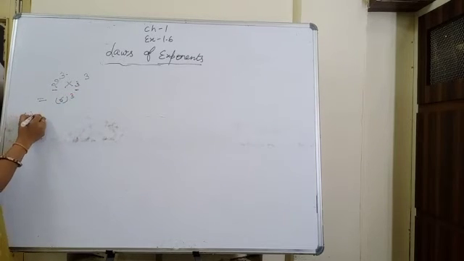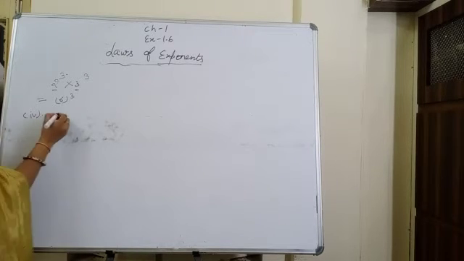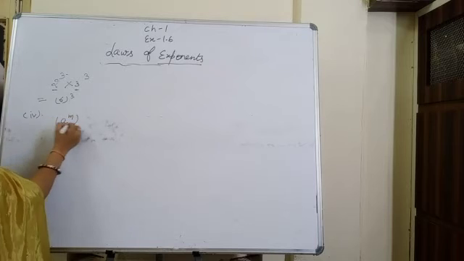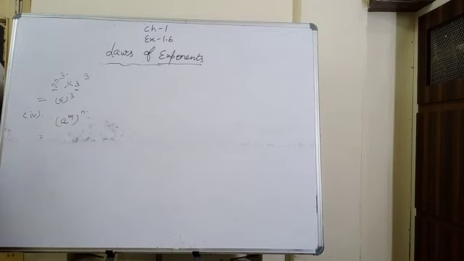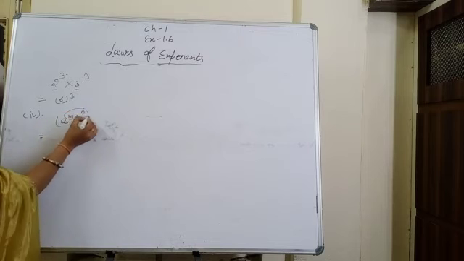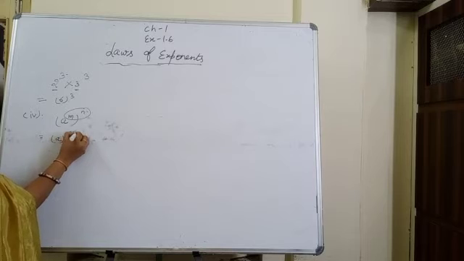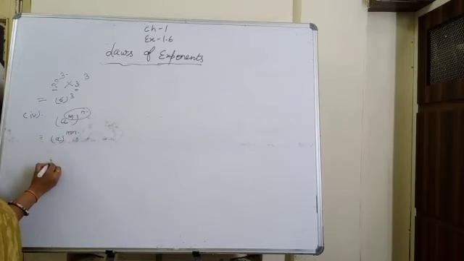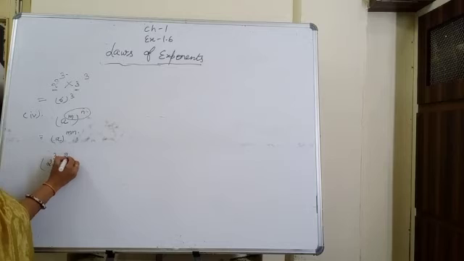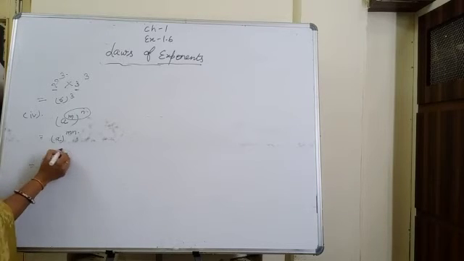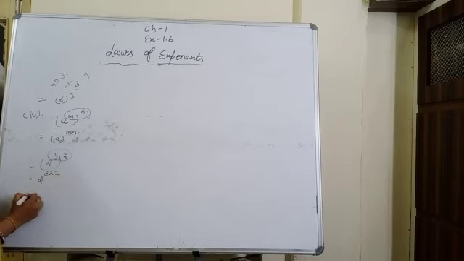Now last, fourth law is when we have given power of a power, a raised to power m and whole power is n. Then how to solve? In this case we will multiply both the powers. It will be a raised to power mn. Example, 2 raised to power 3 and whole power 2. Now how to solve? We will multiply both the powers. 2 raised to power 3 into 2, that is 2 raised to power 6. So these are the four laws of exponents.